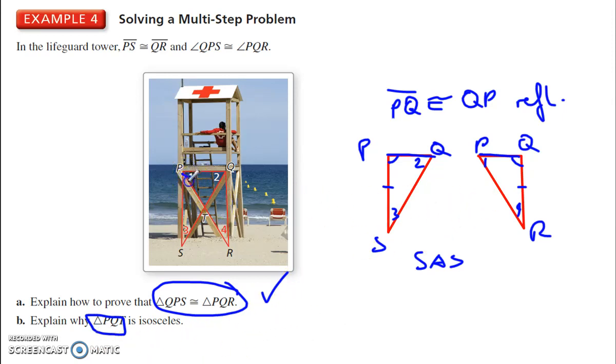PQT, so that's this little triangle in here. Well, we know from previously that angle 2 and angle 1 are congruent because congruent parts of congruent triangles. We weren't given that, but we have proved that these triangles are congruent in part A. So 1 and 2 are congruent, and base angles theorem tells us PQT must be isosceles.